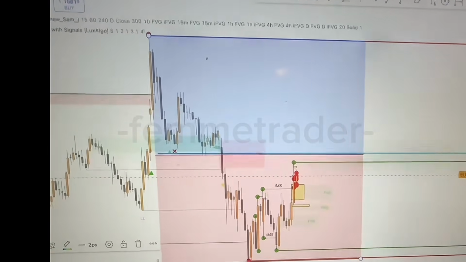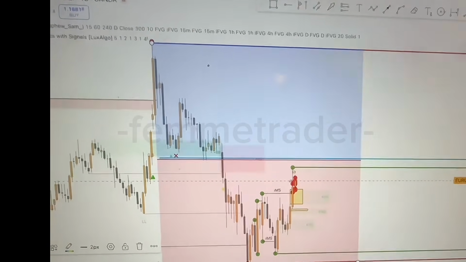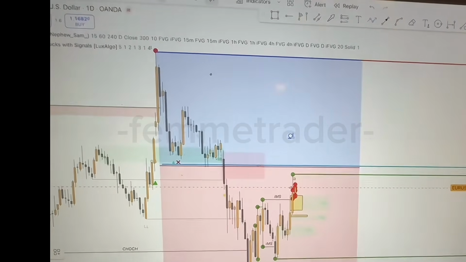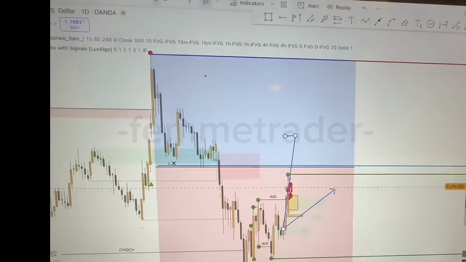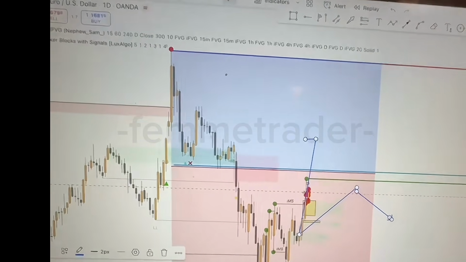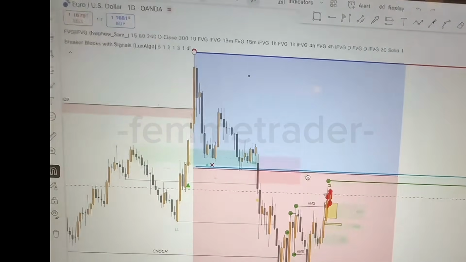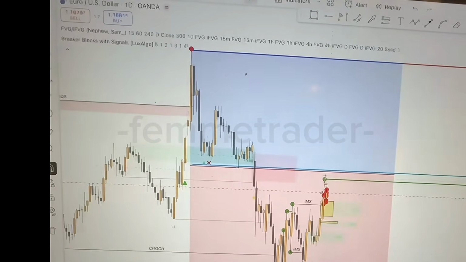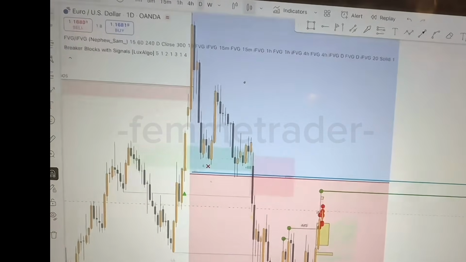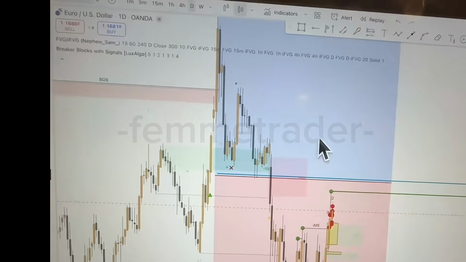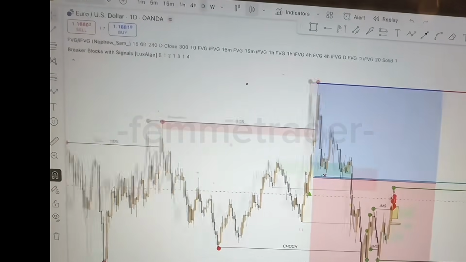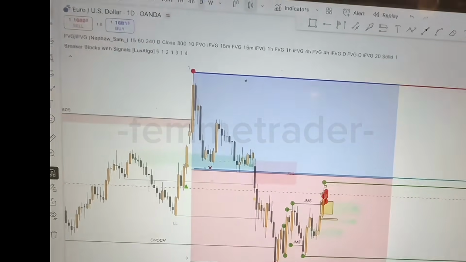Sometimes it might not get here and it will just go down from here again. Let me show you. Sometimes it might not get to this point and just decide to come down. But for a good probability, you're expecting it to come here and tap into the FVG that is around this area, then come down. That's the expectation.